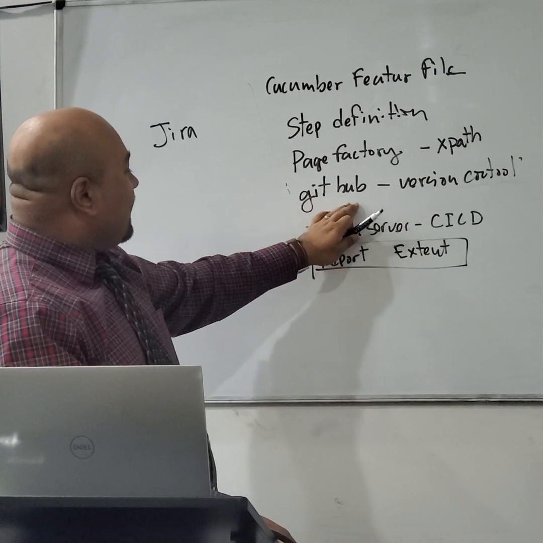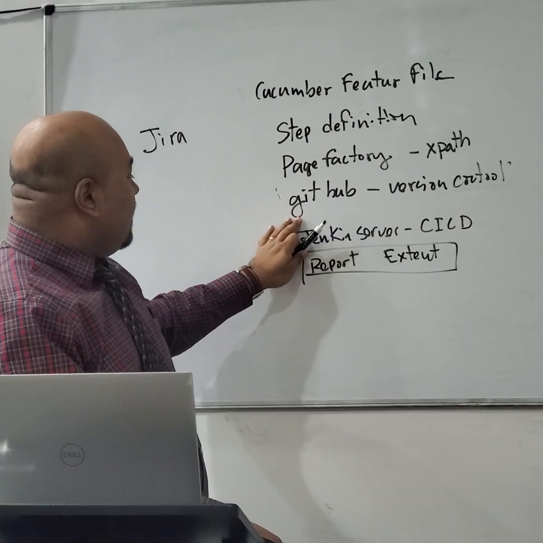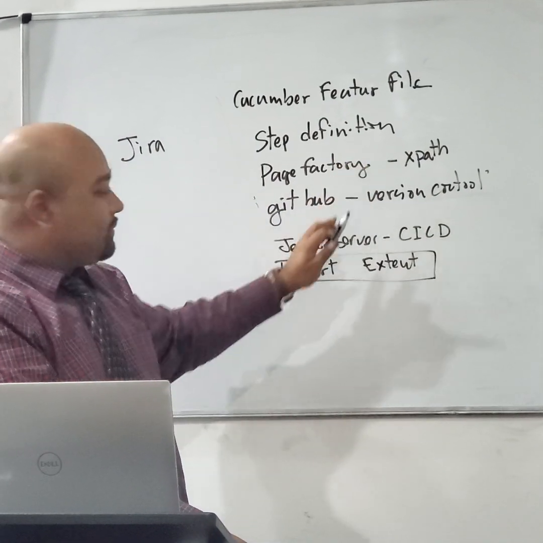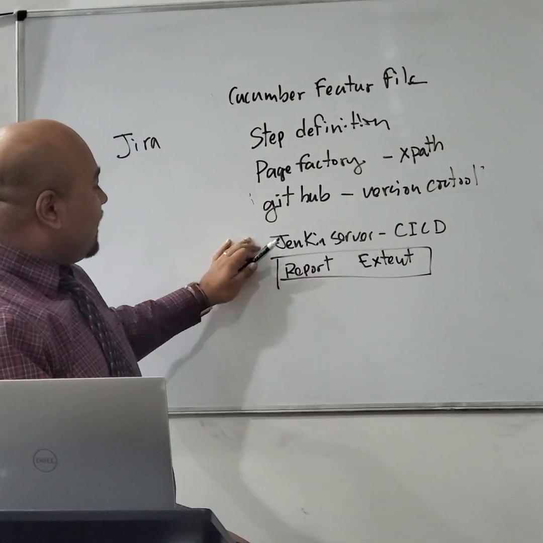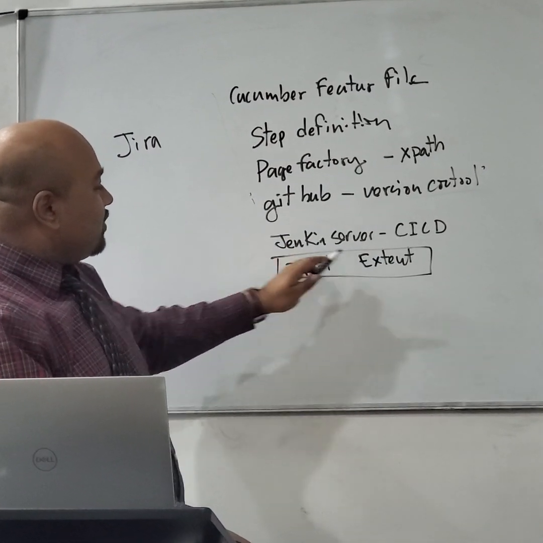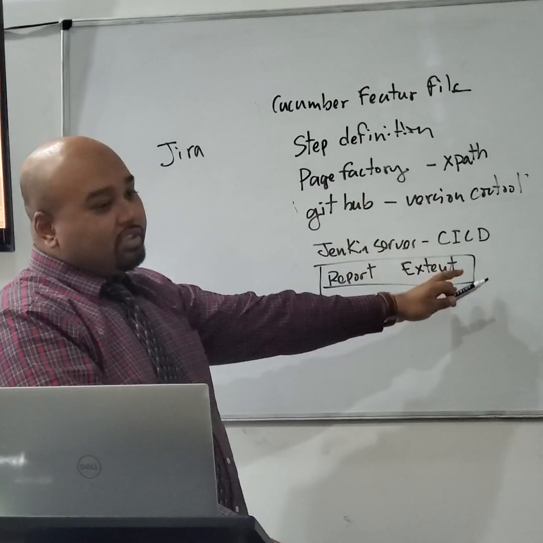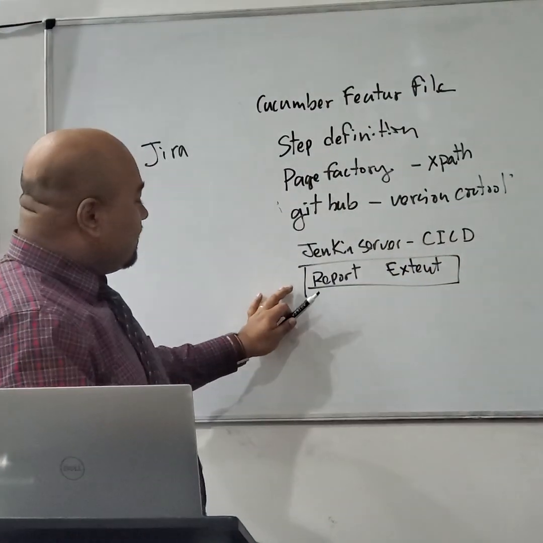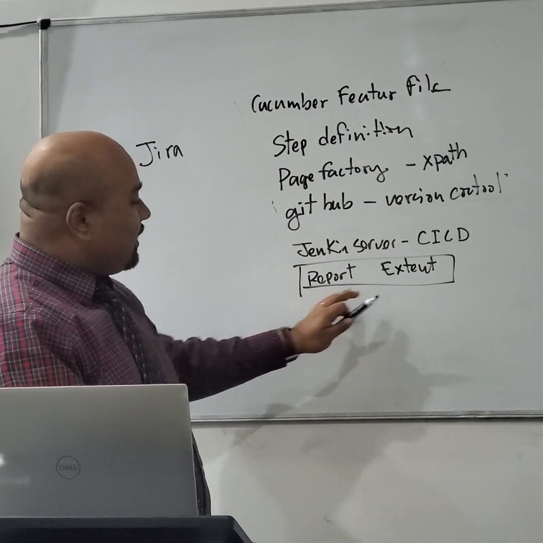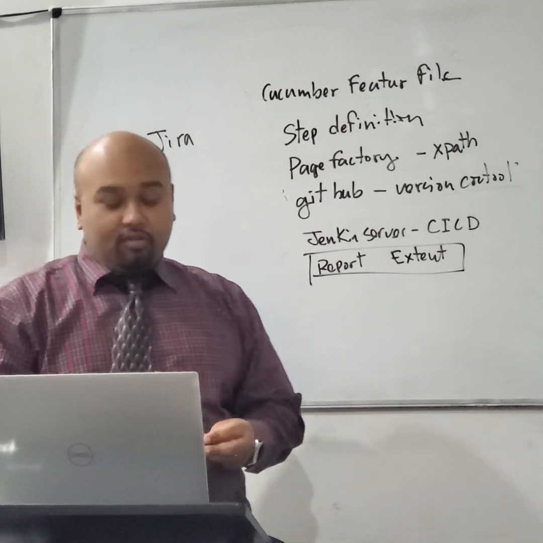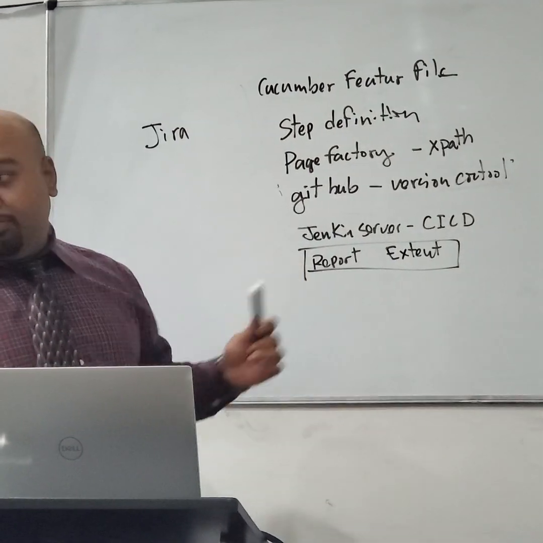And then we use GitHub for version control. We push our code to GitHub, and then I use Jenkins for CI/CD. I connect my code to Jenkins for continuous integration, continuous delivery. Then Jenkins creates an Extent report, and I send it to all my team members. So this is the simplest version.